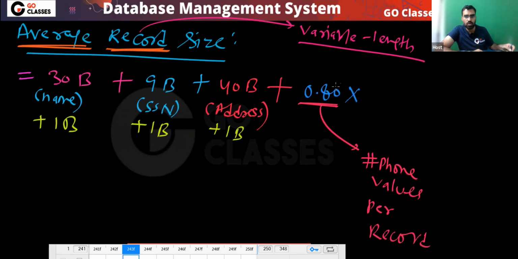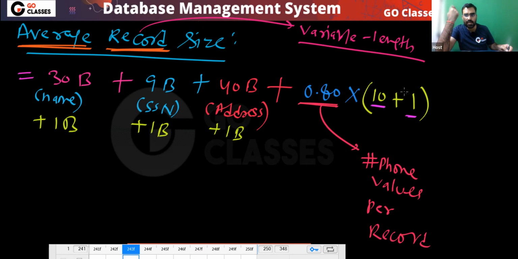Yes or no? So per record, you have these many phone number values. In one record, you have these many phone number values. So this you should multiply with what? 10 bytes plus 1 byte. Array, see, if you don't have it, it's like a remote. It's like this is your house, this is your TV, this is your remote.